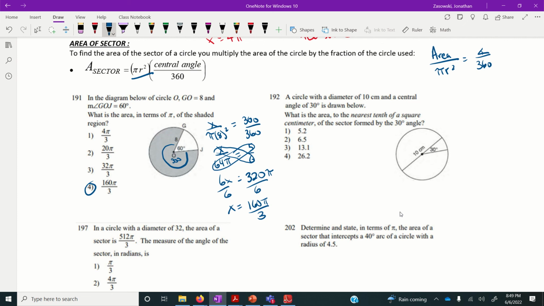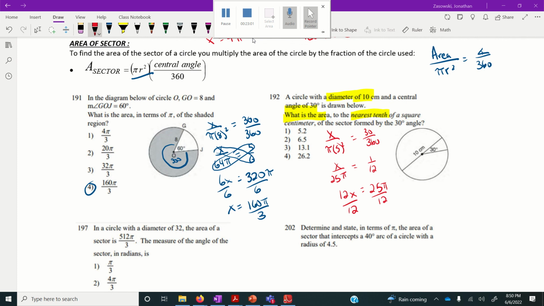Now, you can also kind of see that this is more than half the circle, right? So keep that in mind when you're doing that. So if you saw an expression here that's less than half, we wouldn't want to pick it. All these are more than half, though. All right, 192. Try this one on your own here, and then we'll go over it.